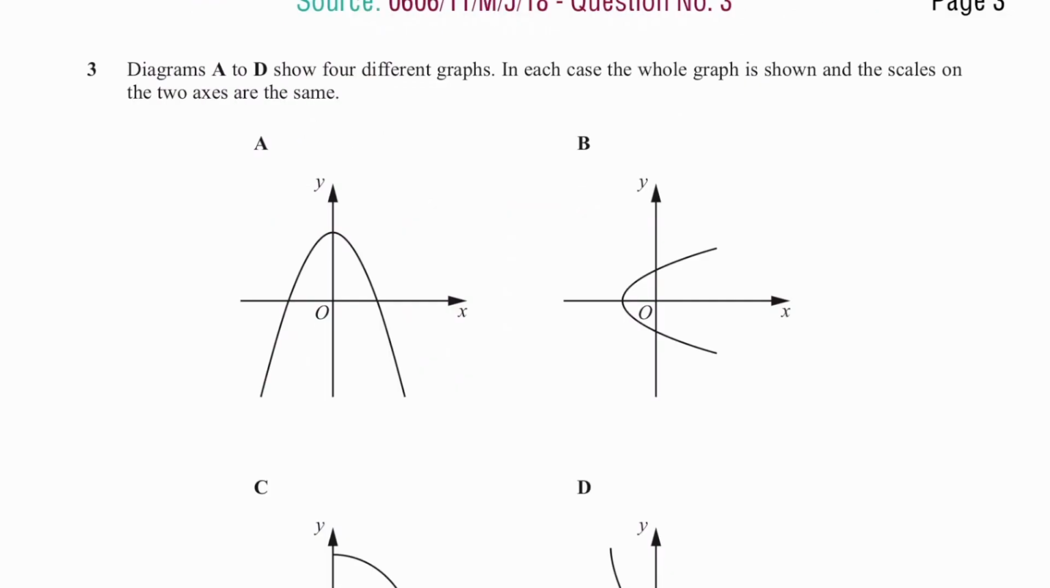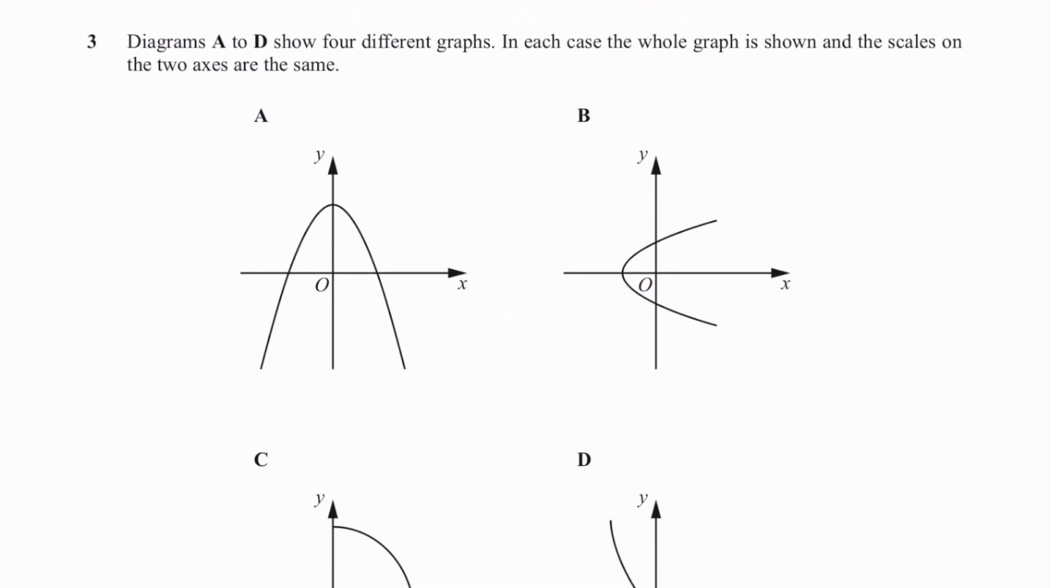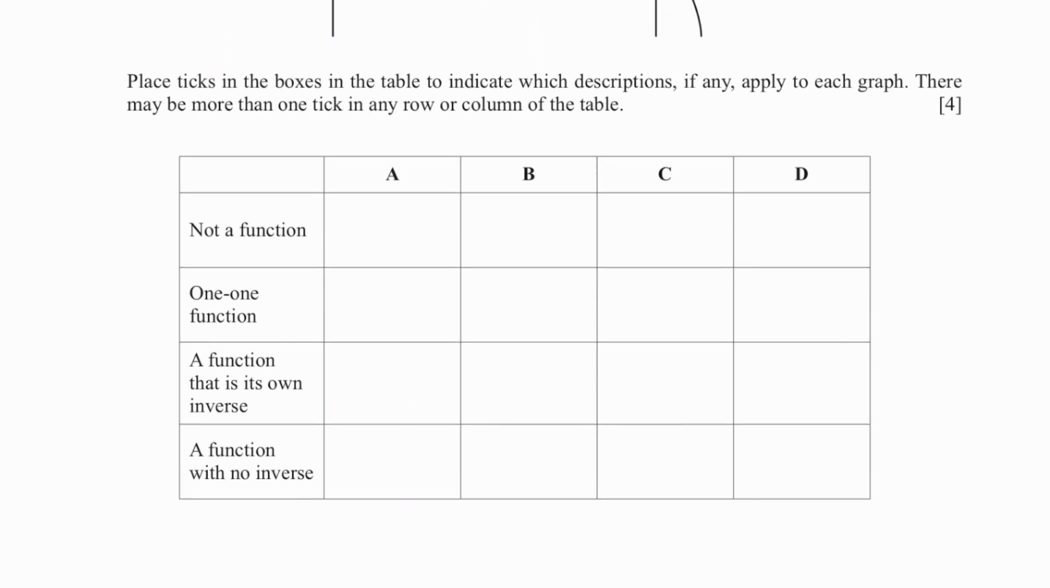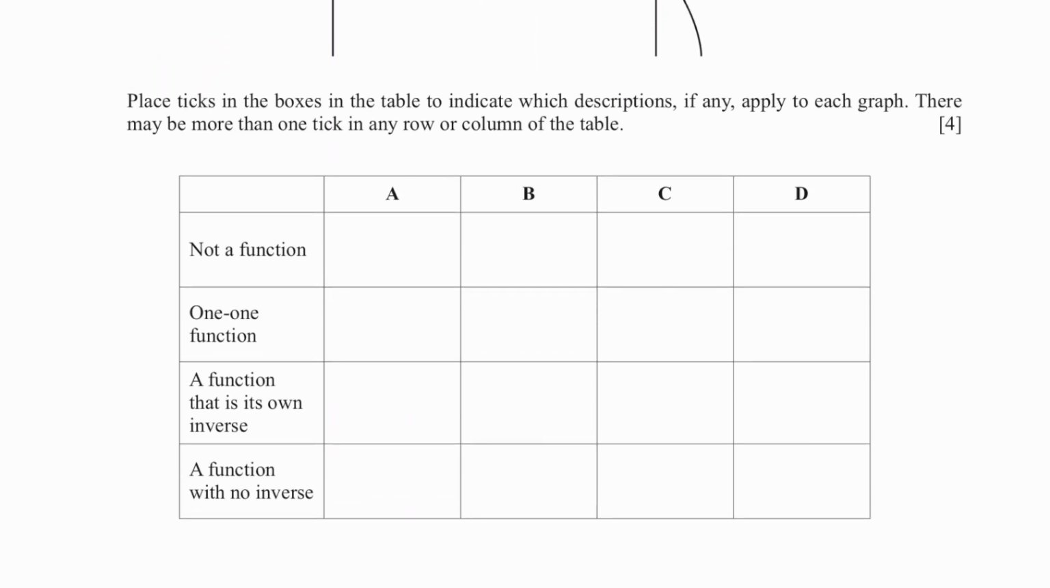So diagram A to D shows 4 different graphs. In each scenario, the whole graph is shown and the scales of the 2 axes are the same. So the first one, let's have a look at the questions. You may be required to put more than one tick in any row or column. So first, not a function.